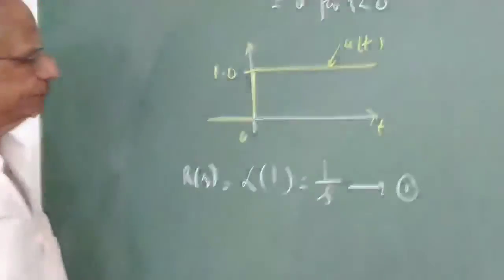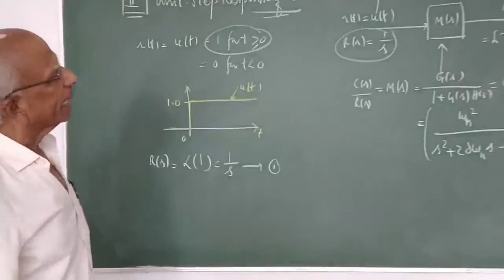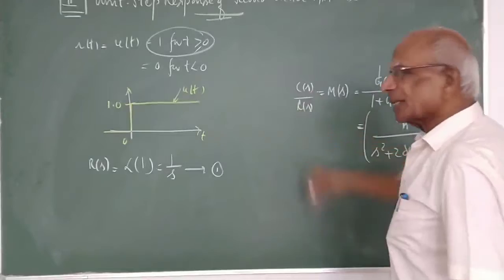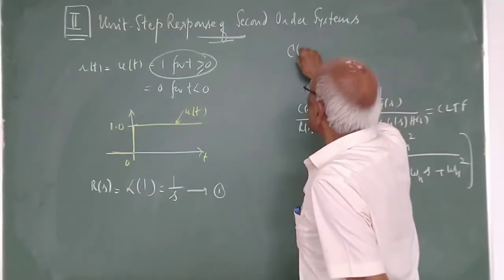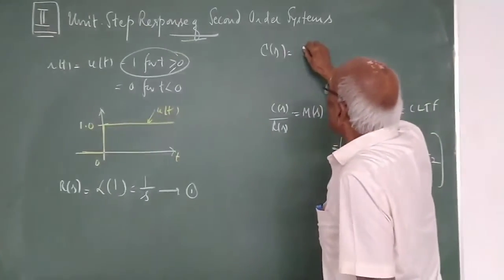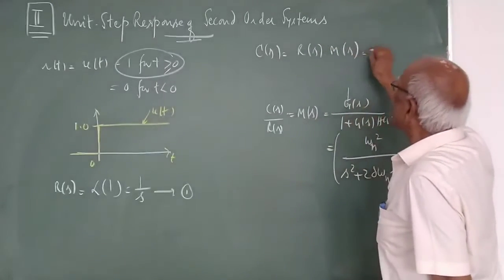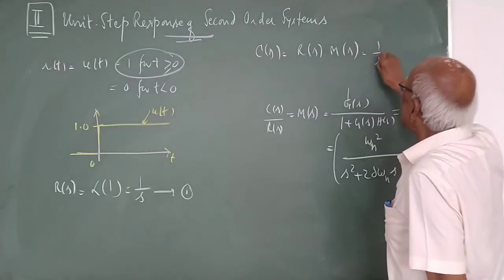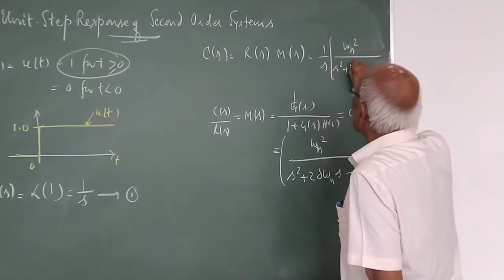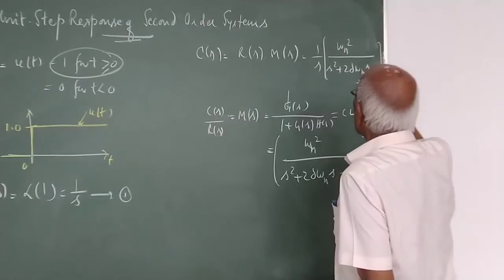Call this one. What is M of s? Already written. So how do we start? We start with C of s. From this expression, C as a function of s, the Laplace of the step output, is nothing but R of s into M of s. That is nothing but 1 by s into omega n squared over s squared plus 2 delta omega n s plus omega n squared.